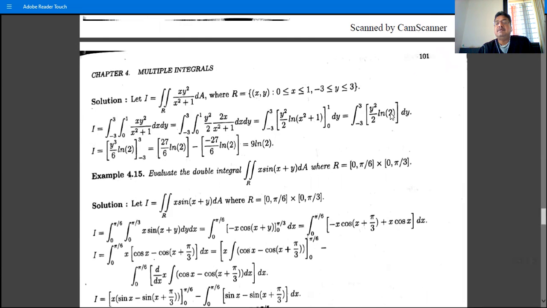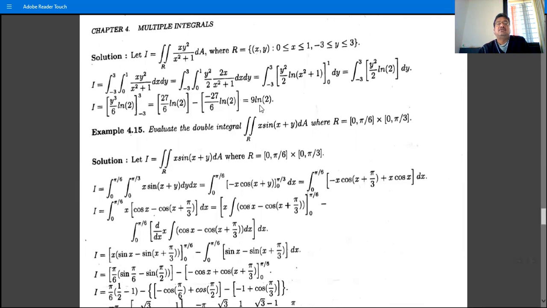Then the value at the upper limit minus the value at the lower limit, and then integration with respect to y is y cube by 3, and then the value at the upper limit minus the value at the lower limit. We have this answer, 9 log 2.